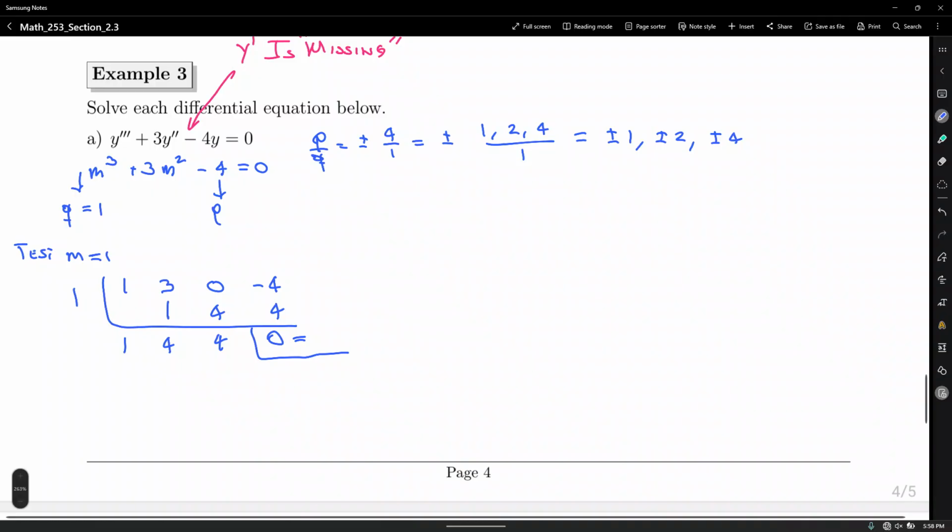Because this is 0, this is what we're looking for. This means m equals 1 is a 0, which also implies m minus 1 is a factor. Okay? M minus 1 is a factor. All right? So now, what does that mean? Okay, check this out.